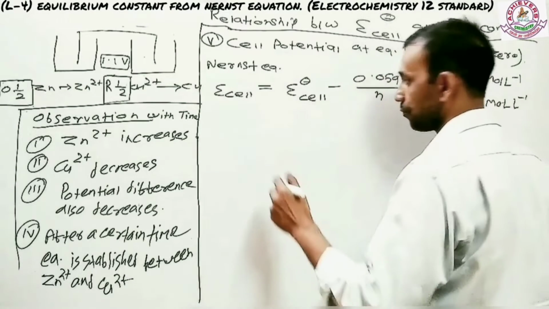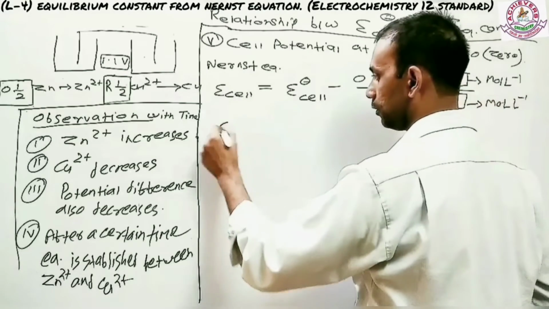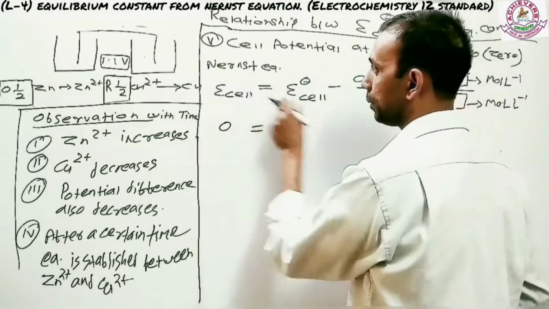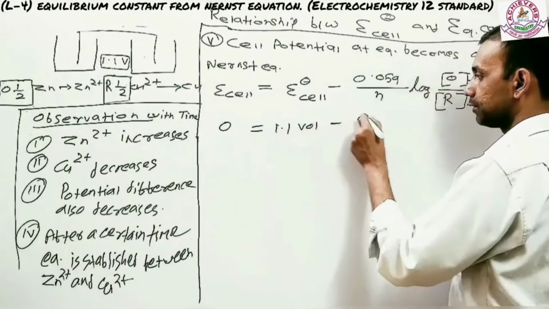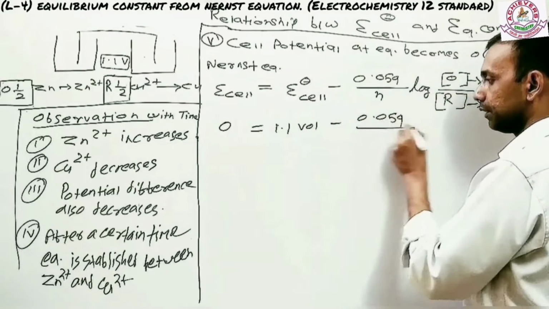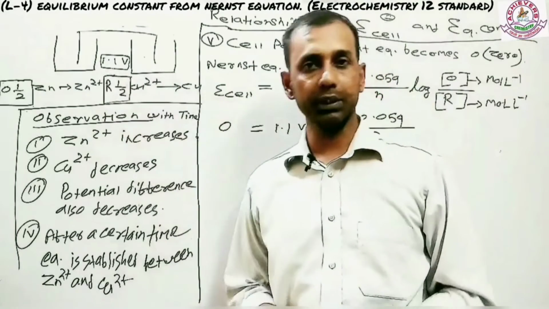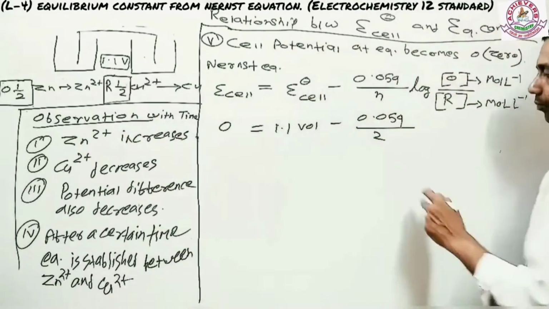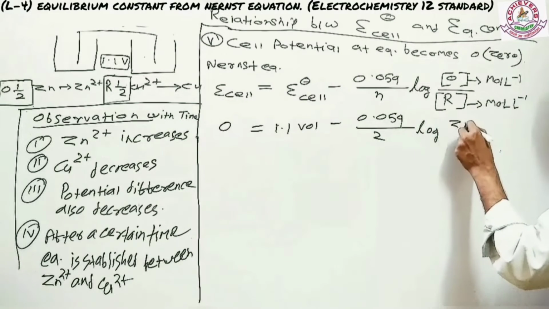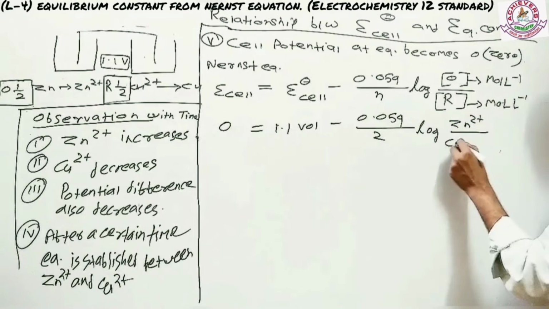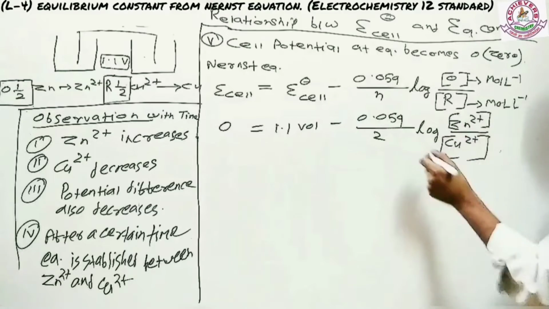Okay, so what next? I'm just putting in the values. At equilibrium, the cell potential has become 0. So this becomes 0. If you remember, for this particular cell, the cell potential is 1.1 volt. 1.1 volt minus 0.059 divided by n, and n is going to be 2 here, because there are 2 electrons per mole of oxidation and per mole of reduction involved. So n is equal to 2 here. And then log, of course, we'll be writing Zn2+ divided by Cu2+ in terms of their molar concentration. Let's solve it.